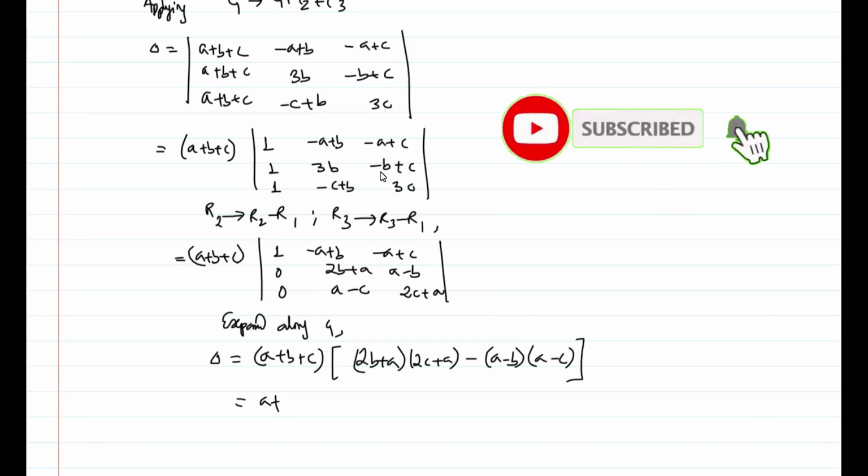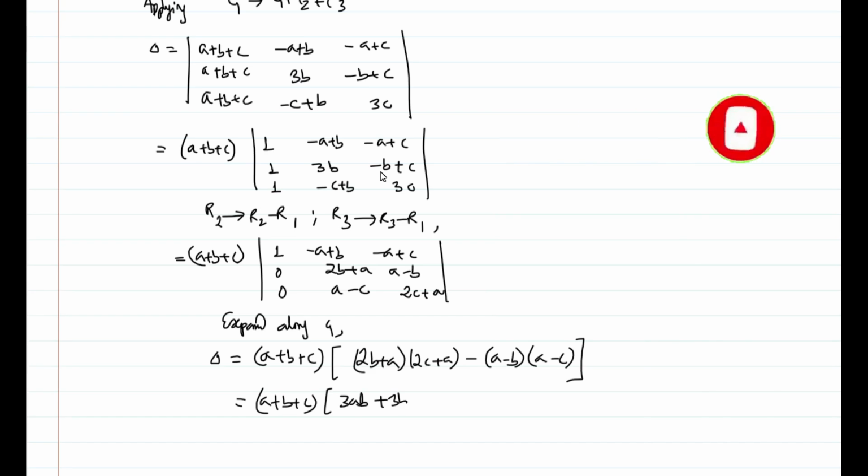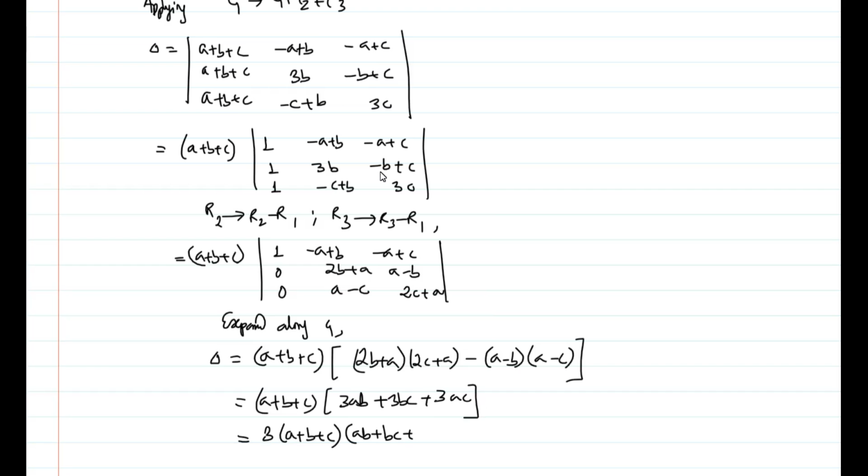Simplifying that, you will be getting 3ab plus 3bc plus 3ac. Now you can take 3 common, and hence you get 3 times (a plus b plus c) times (ab plus bc plus ca), and that is what is required. This is equal to RHS, hence proved. I hope you have no doubt.